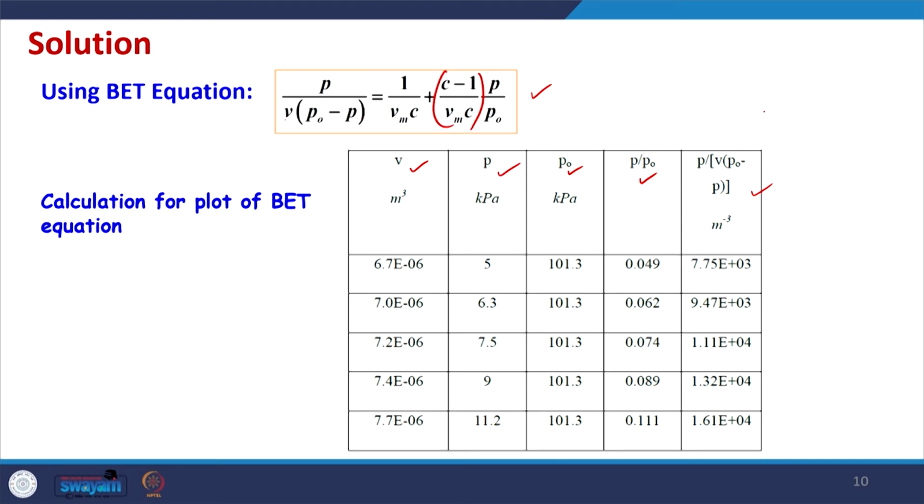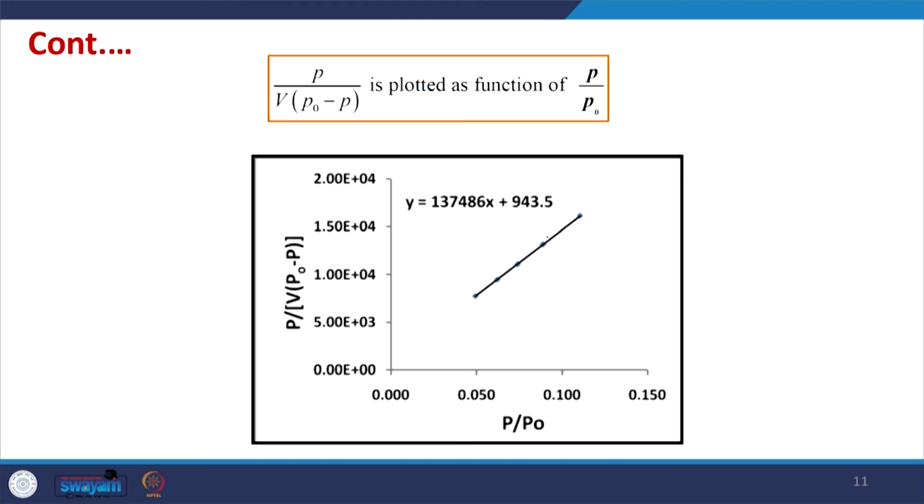Or this can also be written as 1 upon V, or P by P0, and 1 minus P by P0. So, this equation can be determined because P by P0 is already known and V is known. So, this is the y axis data, this is the x axis data. We plot this data. This type of equation will be there and its equations are given. So, this is plotted as a function of P by P0.